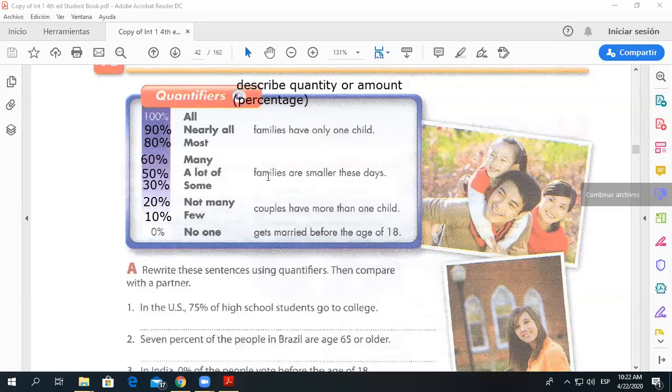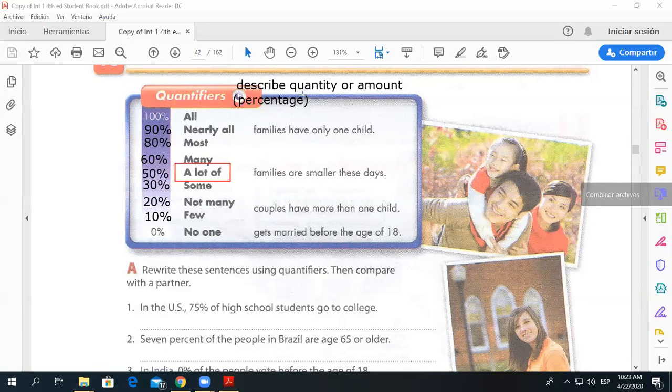Okay, so they express again quantity or amount. So we say all families, nearly all, most families, many, a lot of, some. You see, we use of with this one. And if you're using the number, obviously you're going to use of. If you're using the number, 60% of people, 60% of adults, 60% of kids or children. But if you use this, you don't use of, okay? Only with a lot of, because it is part of the quantifier per se. With the others we don't use that.